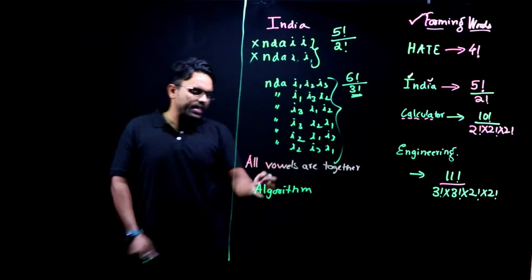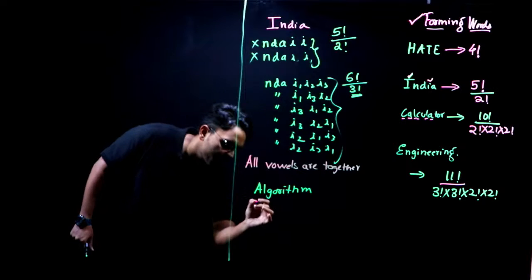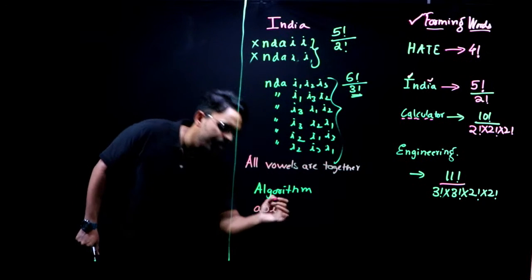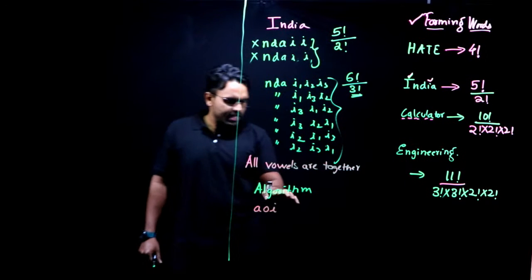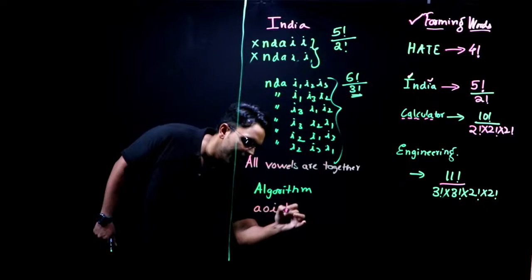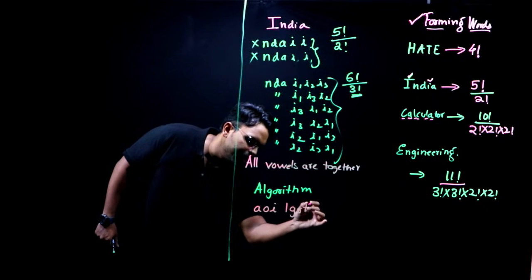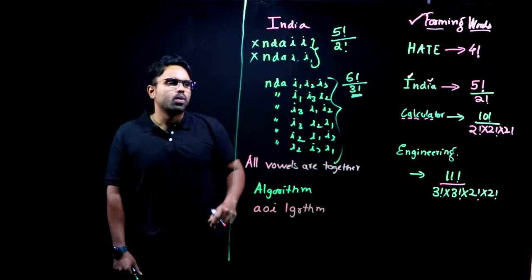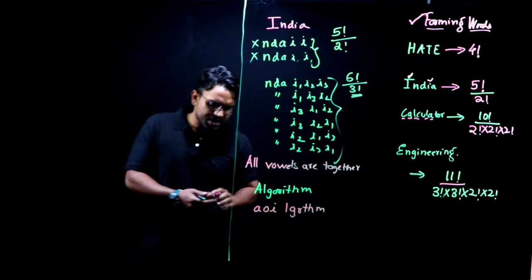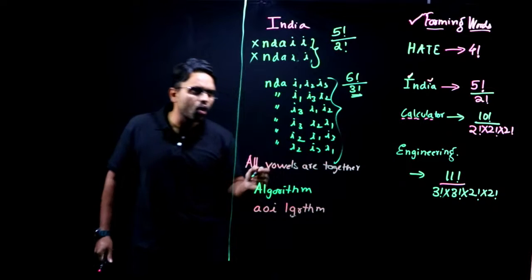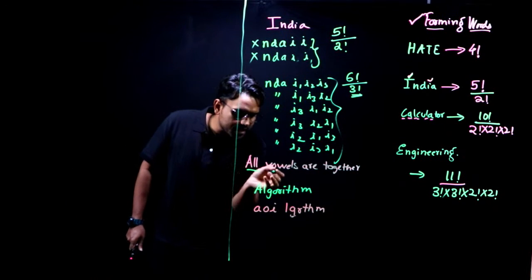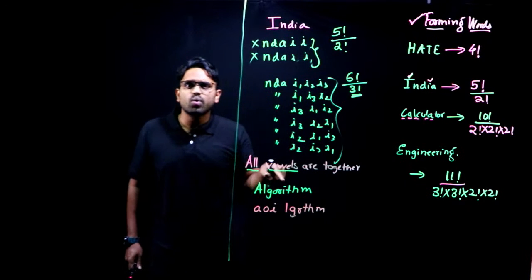What are the vowels that I have here? The first vowel I have is A, the next one is O, the next one is I. Other than these, do I have any vowels? No. What are the consonants that I have here? L, G, R, T, H, M. Now, what does the condition say? In permutation and combination, we always start with whatever condition is given to us. It says all vowels are together.